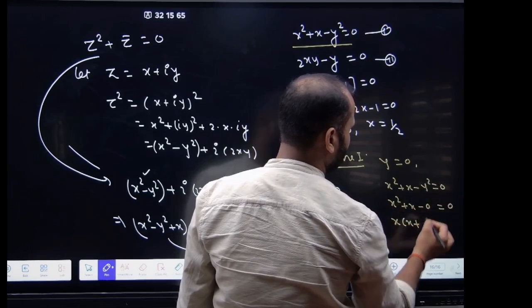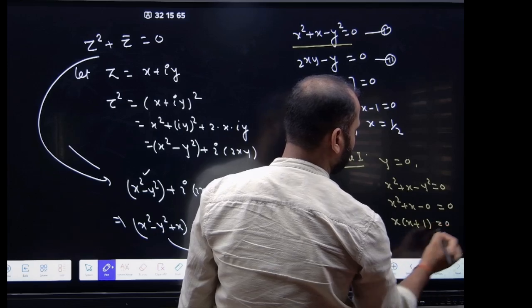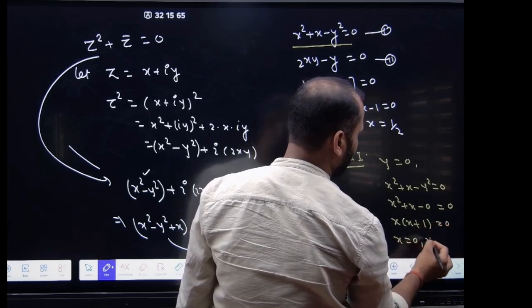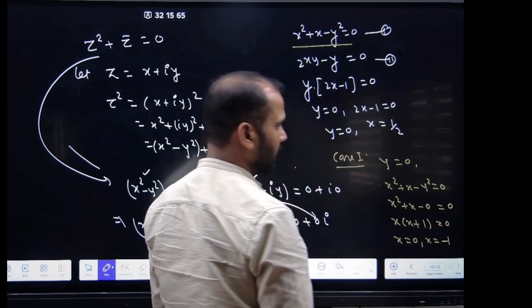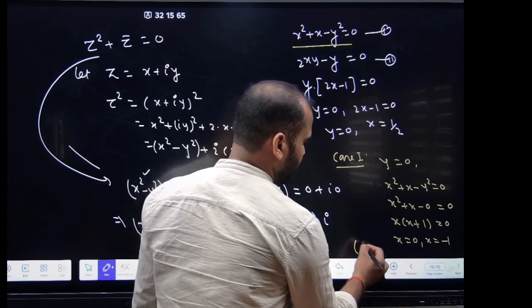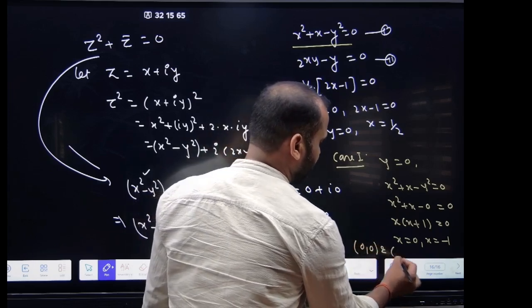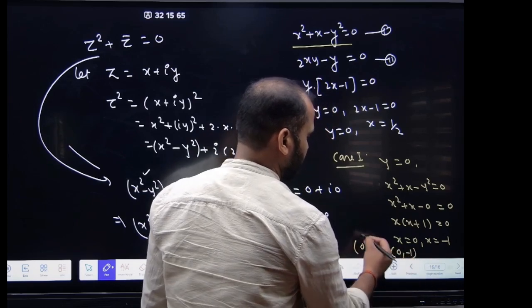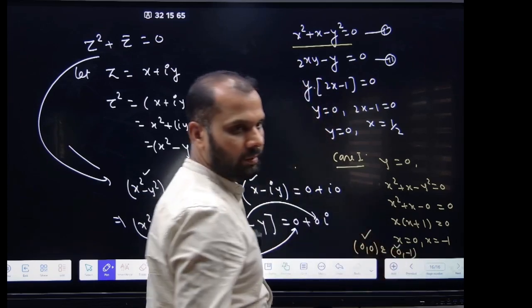Y square. So 0 square is 0, right? So from here you will write x is 0 or x is equal to minus 1. So y 0 means 2 x values are possible. So what are those values? 0 with 0 and second is 0 with minus 1. So this is one complex number, this is another complex number.